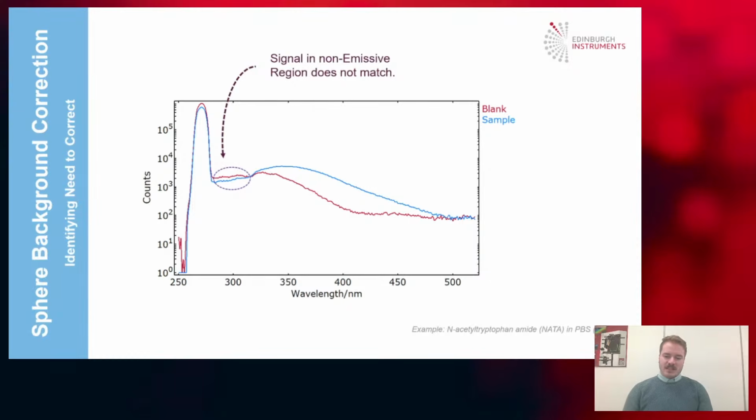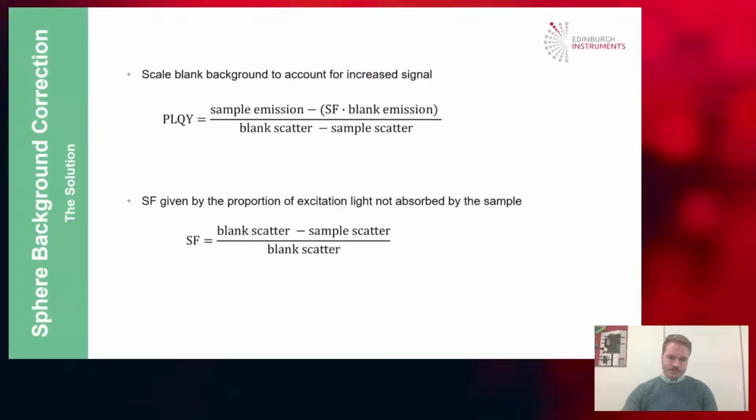Here I've got some data of NATA and PBS, and as we can see here, in the region between our excitation and the onset of our emission, the blank signal and the sample signal don't match. Theoretically, they should. There should be the same amount of background signal in both measurements because the sample is not emitting and the blank is not emitting. But because of this increase of stray light in the non-absorbing blank, we see a mismatch. So essentially, how do we correct for this mismatch?